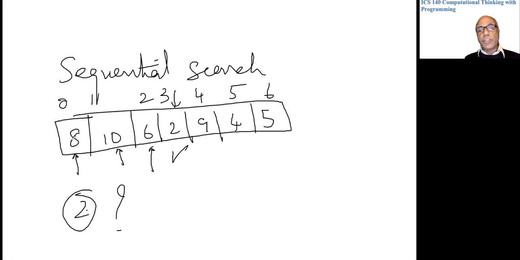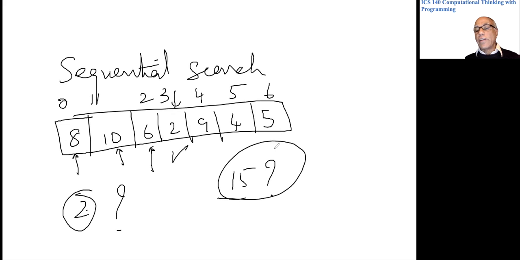That is sequential search. You start from the left end at index 0, and then you keep looking until you find a match, or until you say, I don't have anything more here. So for example, if you're looking for, say, 15, you will look at this, then this, then this, and this, and then you say 15 is not here. That is sequential search. You're doing this sequentially.